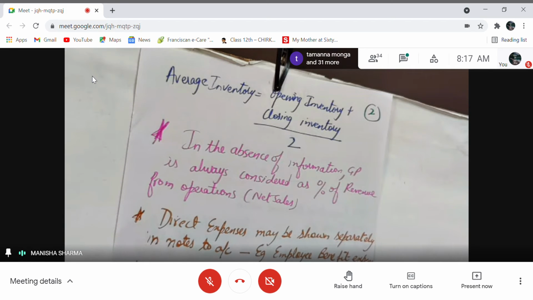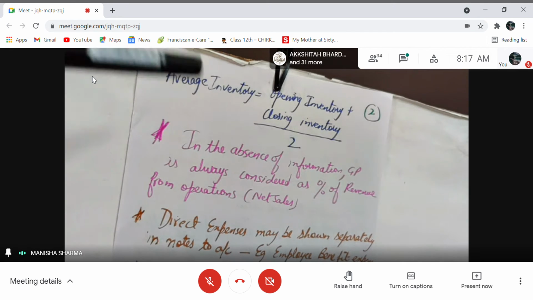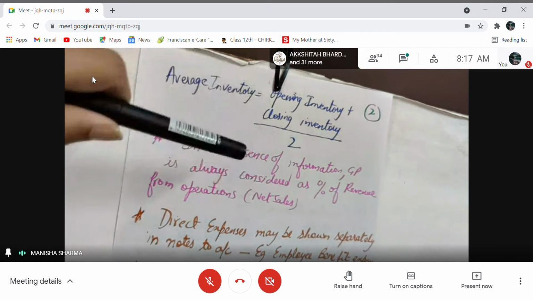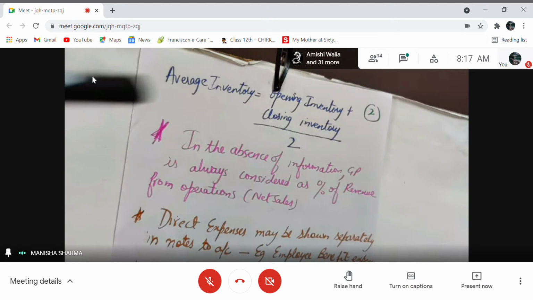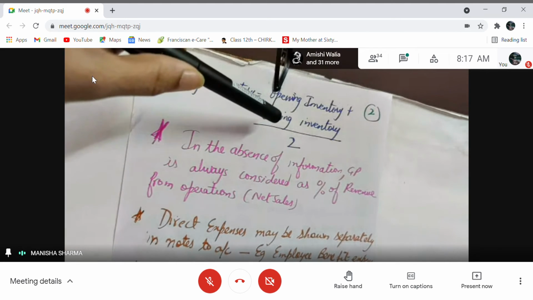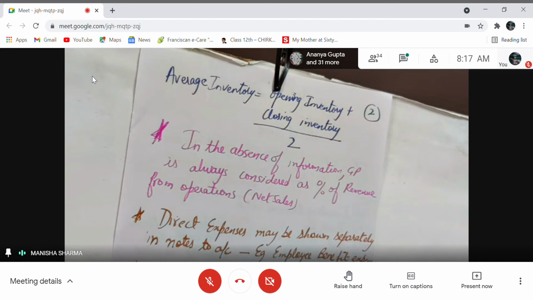But this is only in one of the sums, as I'm telling you. Generally, both the inventories are given, or some indirect information related to inventory is given so that you can find the average inventory. So I'm repeating, average inventory is opening inventory plus closing inventory divided by 2. I hope it is clear.